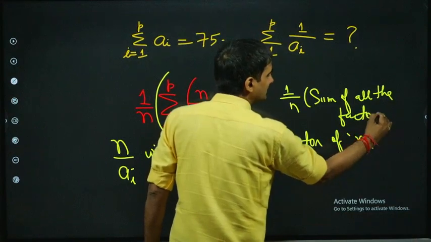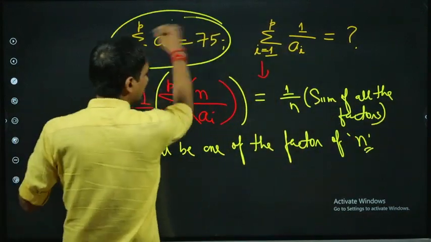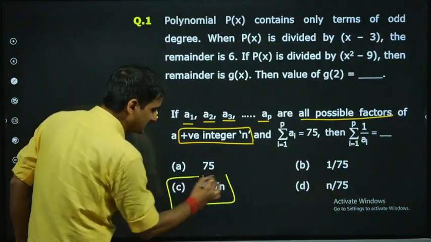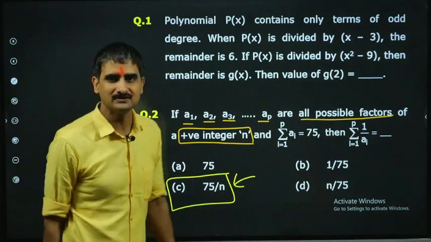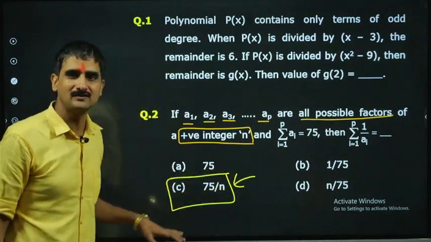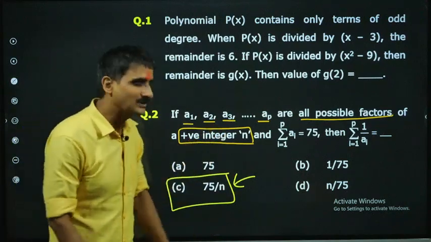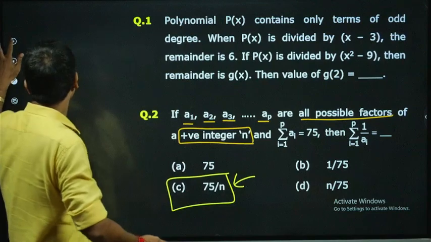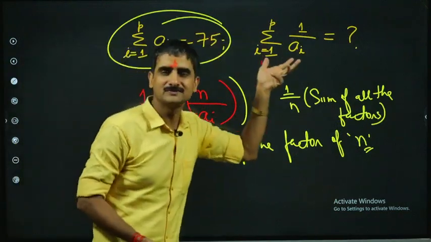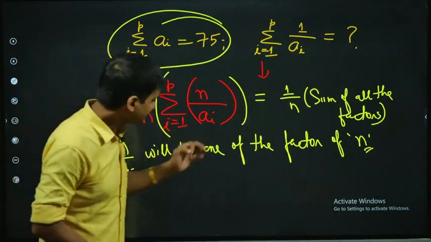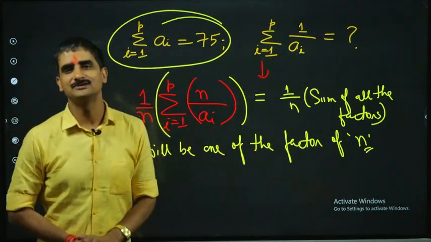So what do we get? Which is already given to us, 75. So according to me, the answer should be 75 by n. So a very simple question which doesn't involve any calculation but a bit of concept and a bit of trick. Of course I can say that's a trick which somehow struck my mind, that let's divide and multiply by n here. Okay, so that was the second question for the day.